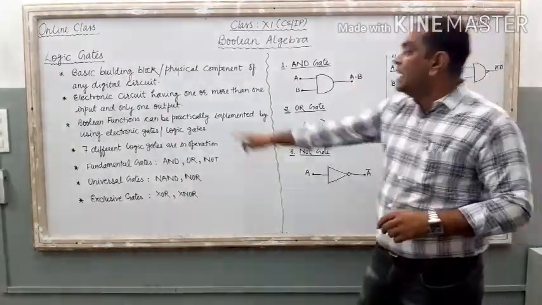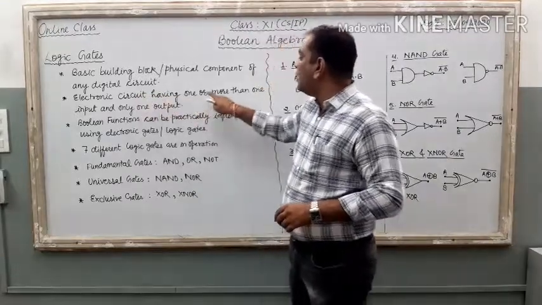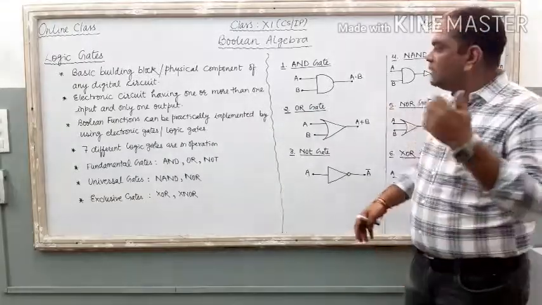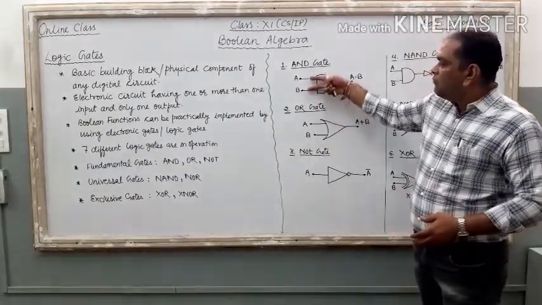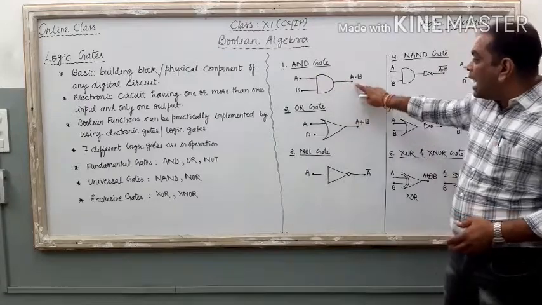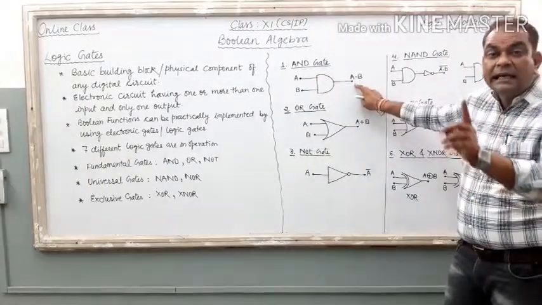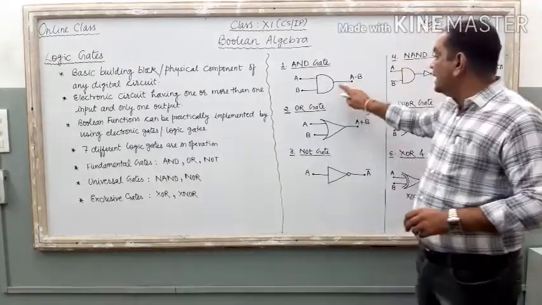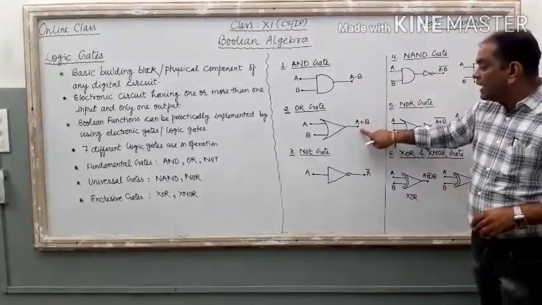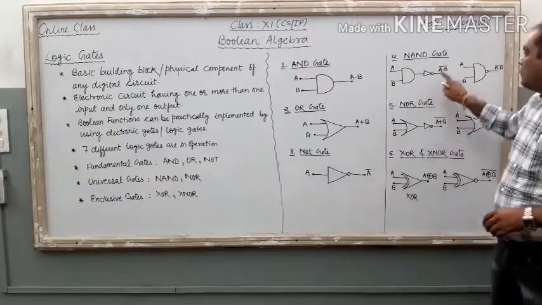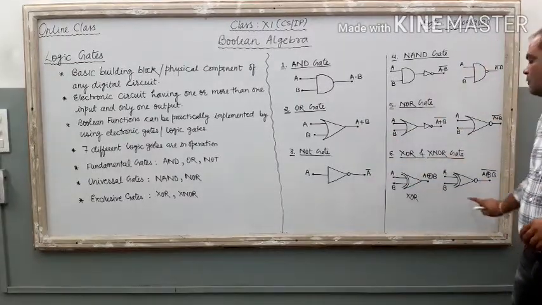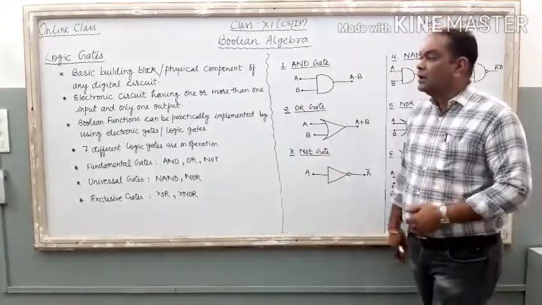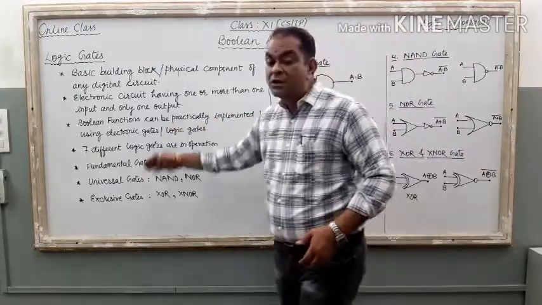So we can say it is an electronic circuit having one or more than one input. Inputs can be 1, 2, 3, 4, 5, as many as you want. One or more than one input, but the output of all these logic gates is single only. Here, just see, one output only. OR gate, single output. NOT gate, single output. Everywhere you can find a single output only, whereas you can take multiple inputs in these gates. Clear?